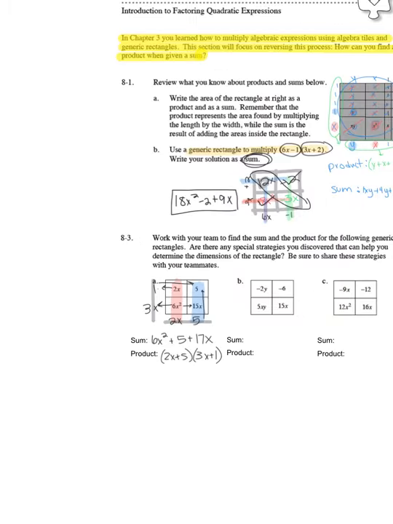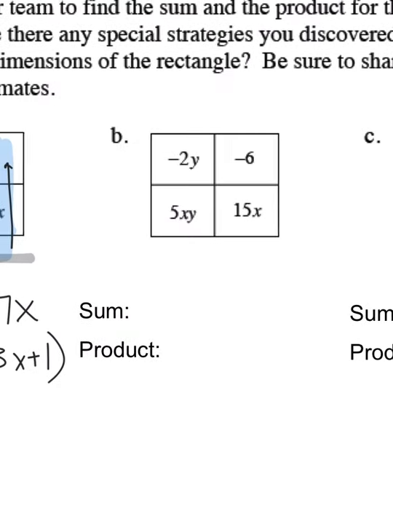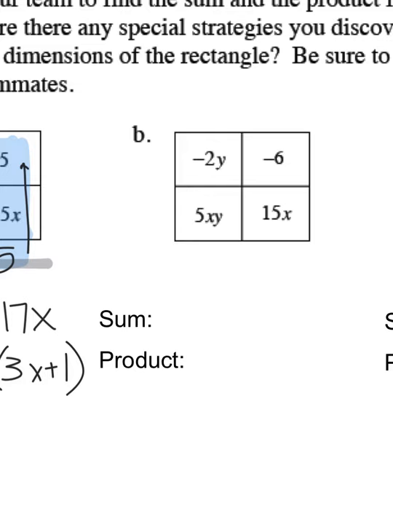I will do one more, and you'll have to do the last one by yourself. So we're looking for what is a common factor. Let's see if I go up and down first. Both of these have a y in them, and 2 and 5 don't have a number that they can both be divided by, so the only thing they have in common is y. -6 and 15x can both be divided by 3. So the common factor is 3.